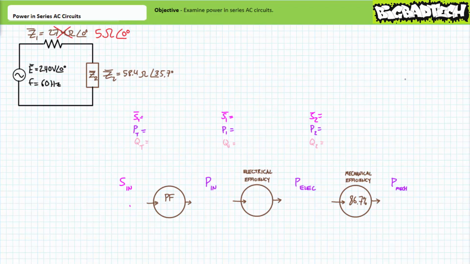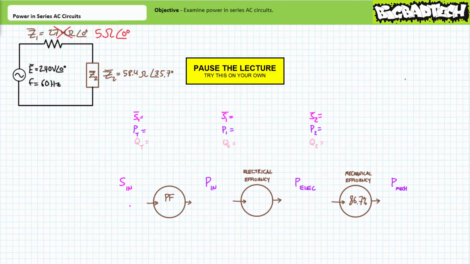As an independent exercise, I invite you to calculate the voltage across and the current through each element, the apparent, real, and reactive power consumed by each element, the total apparent, real, and reactive power, and the electrical and total efficiency of this upgraded system. If you're up to the challenge, by all means, pause the lecture and try this on your own. If you're tracking, you should have come up with the following figures.